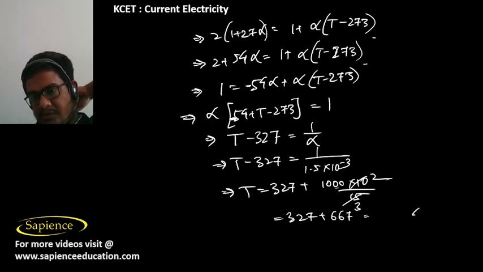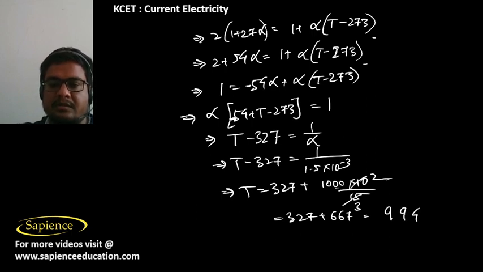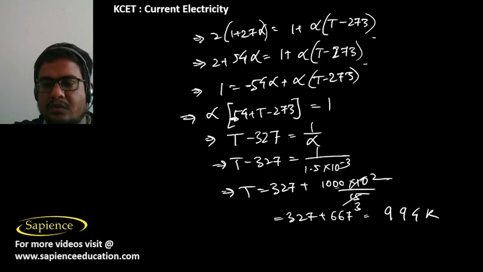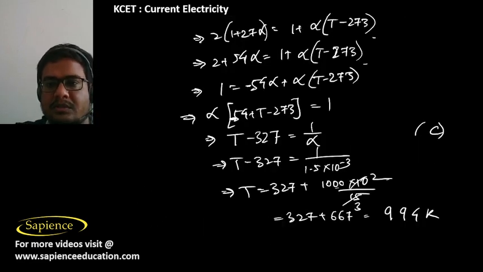So this will be 7 to the 14. Then so 14, 6 plus 2, 8, 9, 994 Kelvin approx. So which is the closest answer? This is option C. So option C is the correct answer.